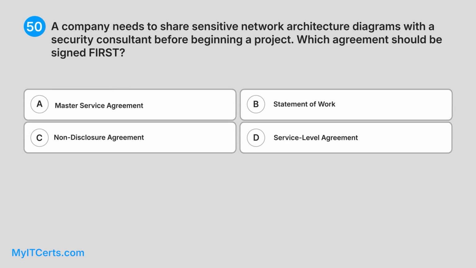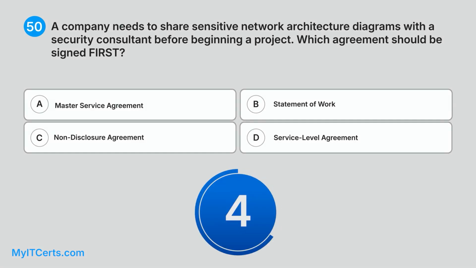(50) A company needs to share sensitive network architecture diagrams with a security consultant before beginning a project. Which agreement should be signed first? A. Master Service Agreement. B. Statement of Work. C. Non-Disclosure Agreement. D. Service Level Agreement. Do you know the answer?